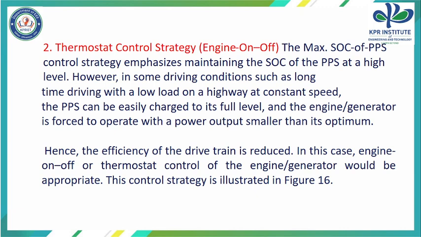However, in some driving conditions such as long-time driving with a low load on the highway at constant speed, the peaking power source can be easily charged to its full level, and the engine generator is forced to operate with a power output smaller than its optimum. Hence, the efficiency of the drivetrain is reduced. In this case, the engine on-off thermostat control strategy can be used. This control strategy is shown in the following diagram.